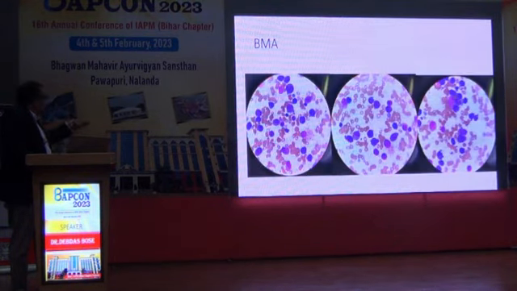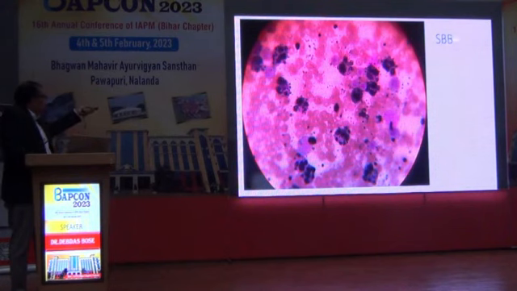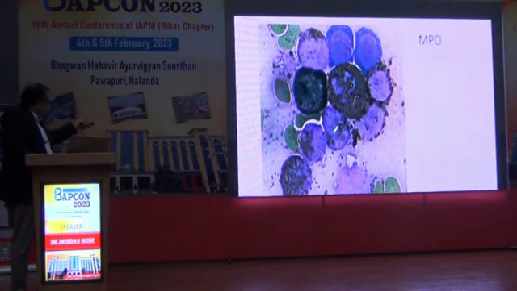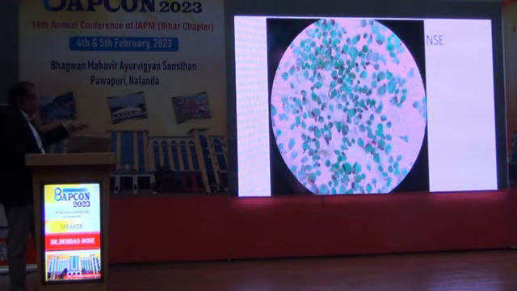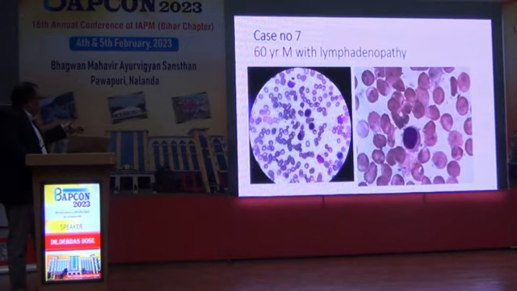Okay, we did the bone marrow, and we did cytochemistry. Sudan Black is strongly positive in the promyelocytes, and all the cytochemistry stains are positive.